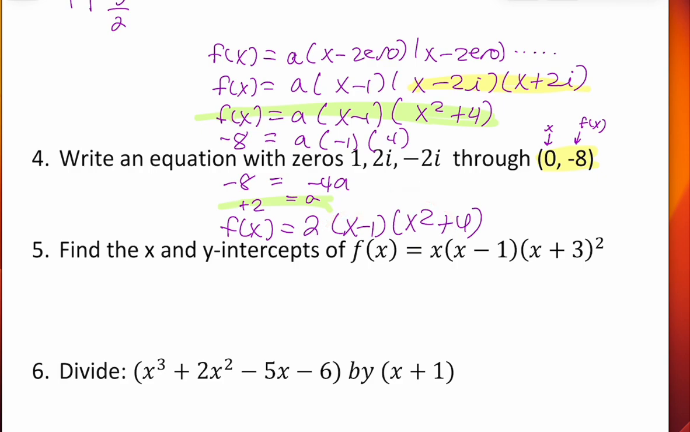Okay. And then the last things we have are the intercepts and division. So 5 says to find the x and y intercepts. To find the x-intercepts, I was nice to you, it will be already in factored form.